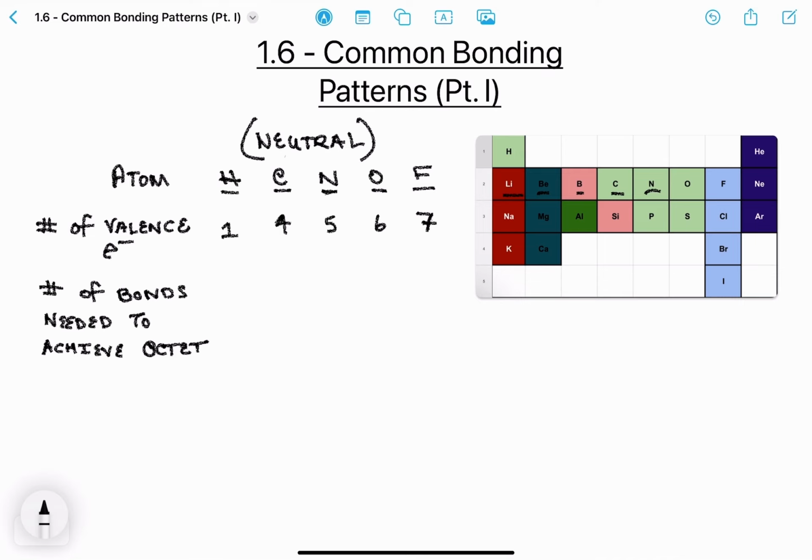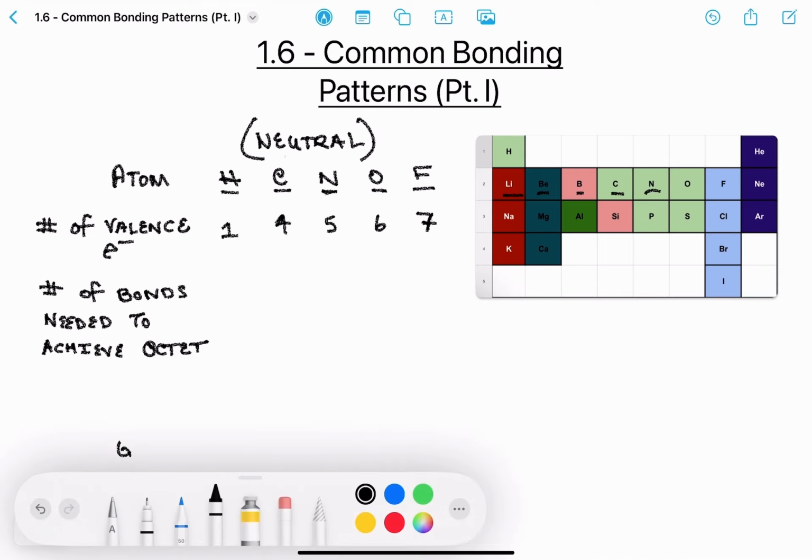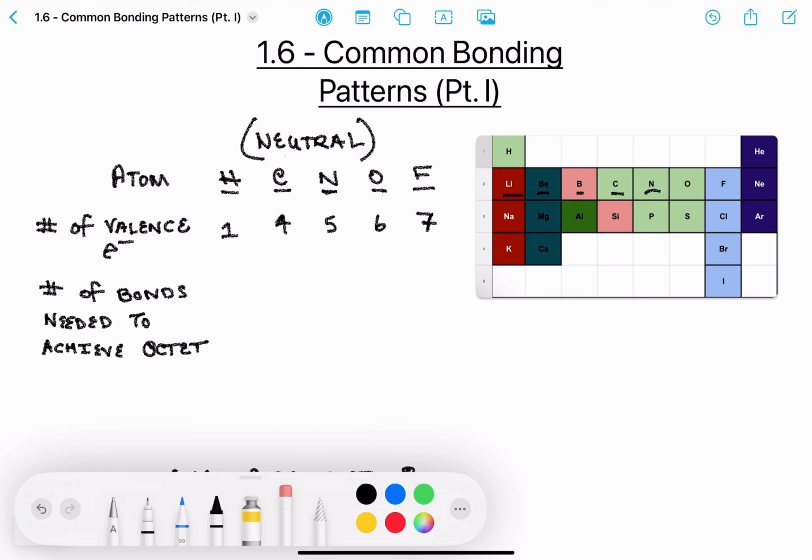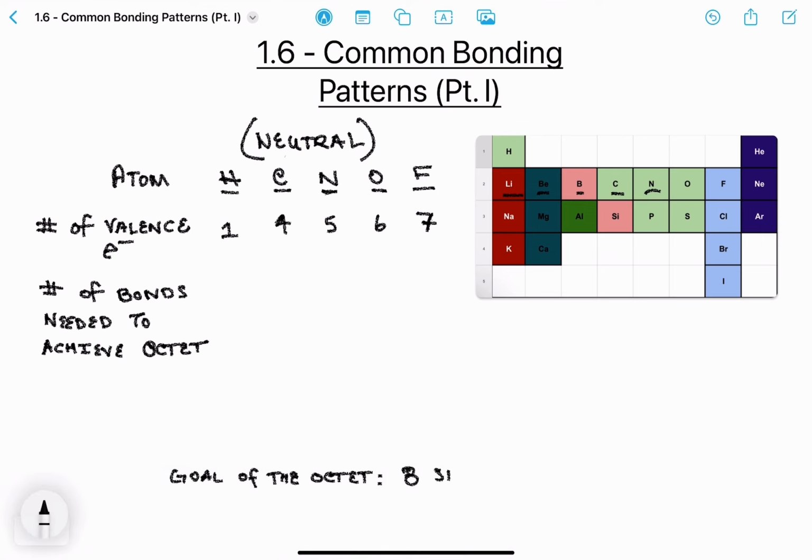And so we know that the goal of the octet rule is 8 shared electrons total. So on its own, each of these atoms doesn't have the full valence shell.